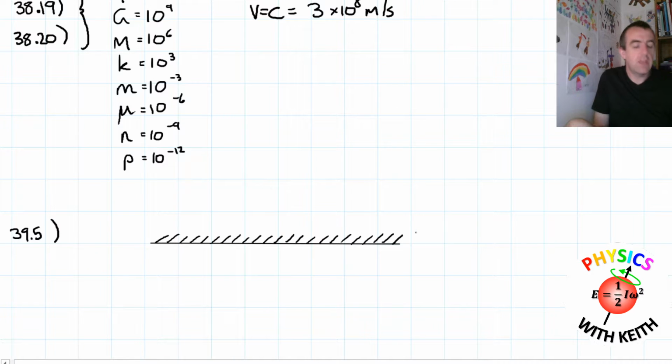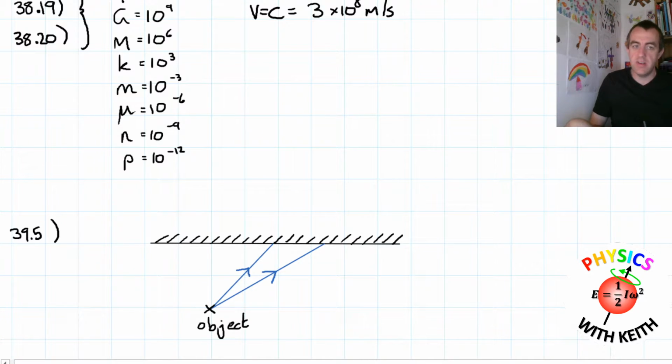39.5 is about reflection from a plane mirror, and the usual way of representing a mirror is as a straight line with some hashing on the side that is not reflective, and the straight line is on the side that is reflective. Now if we take some object, such as this, which reflects or emits its own light, then that light will travel in straight lines, and we can represent that as a series of rays. And in truth, there's going to be an infinite number of rays emitted in every possible direction, but we're just going to pick a few of them for the demonstration here.